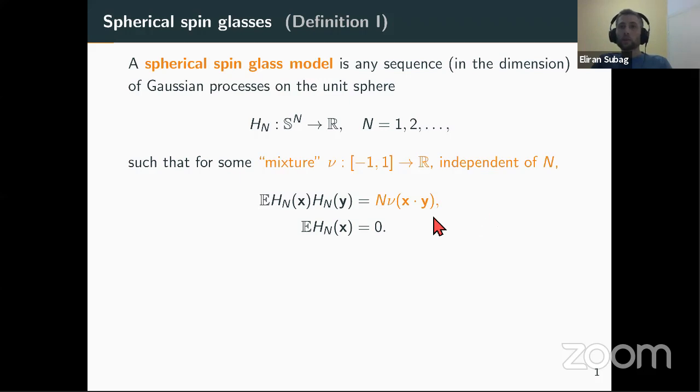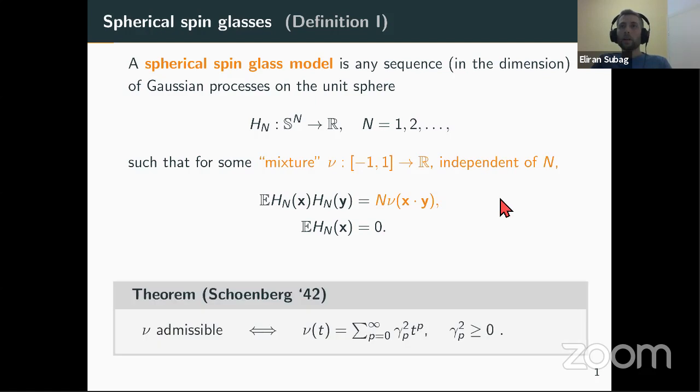And of course, you might be interested in what functions nu are admissible. This is a question about positive definite functions on the sphere, and it is a classical question that has been answered by Schoenberg. For nu to be admissible, we need to be able to write it as a polynomial in one variable with non-negative coefficients, and possibly this polynomial can be infinite.